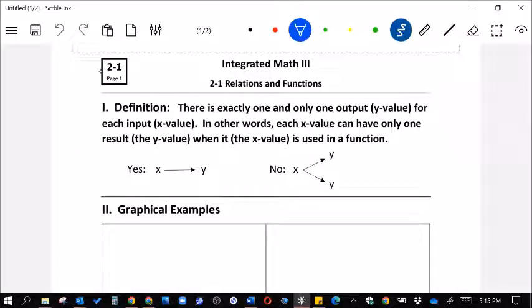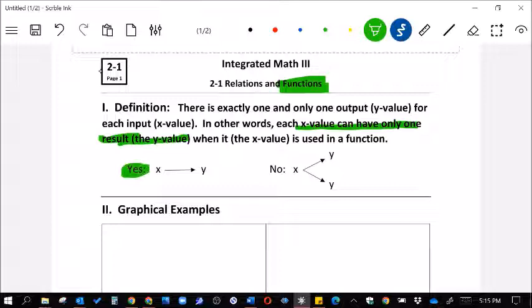Welcome. Let's take a look at some basic differences and things to deal with for relations and functions. The most important basic thing to understand is that for a function to be a function, there needs to be one and only one output. So each x value can have only one result, which is called the y value.